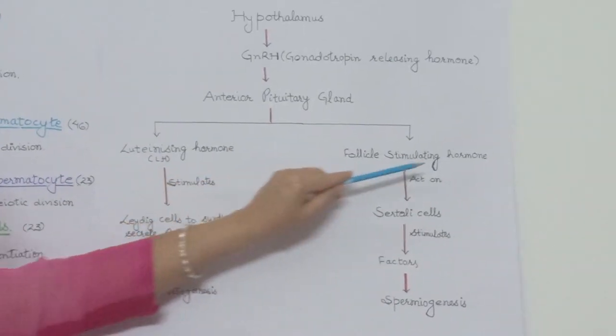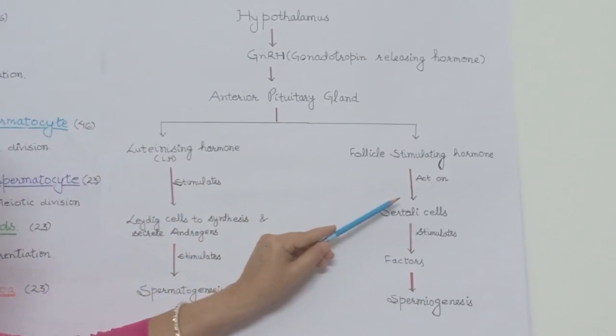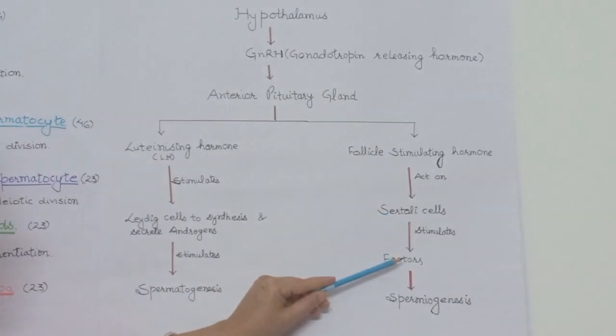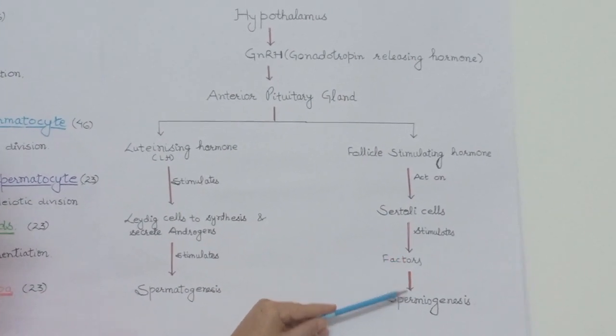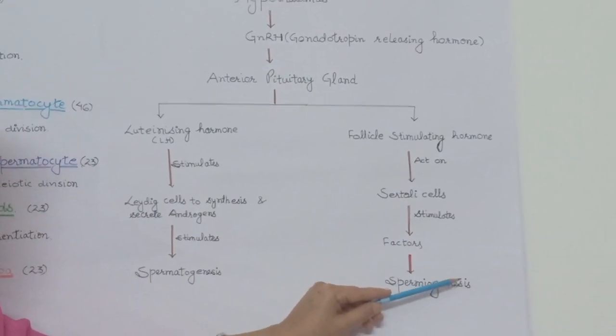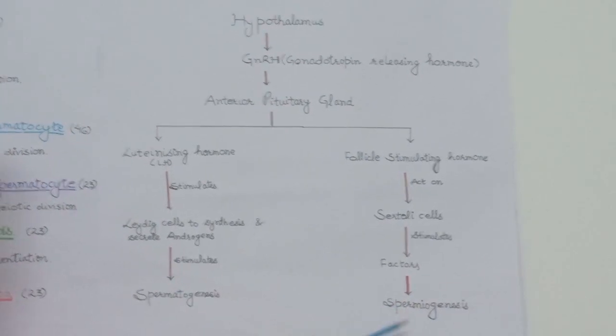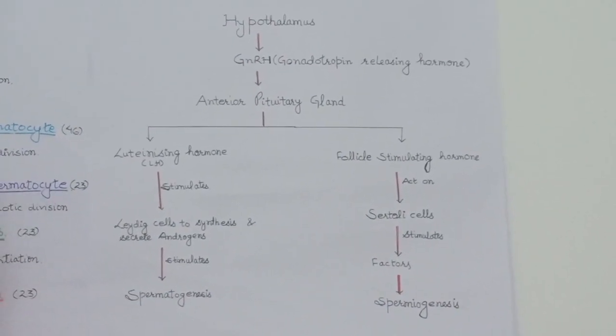The follicle stimulating hormone acts on the Sertoli cells. Now these Sertoli cells stimulate the secretion of factors, and these factors carry out the process of spermiogenesis. Spermiogenesis is the transformation of spermatids into spermatozoa.